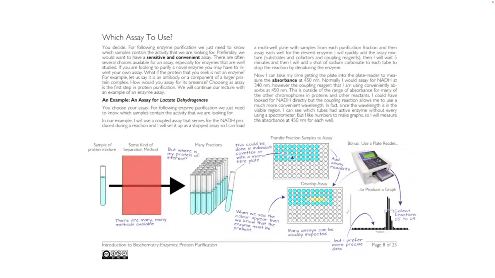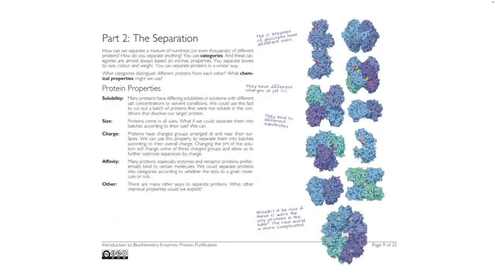So that's really what we're doing. If we can detect the protein, then I can try all kinds of different ways to separate it, and at least I'll know where it is. So how would you separate it? You've got to find something that's different about your protein from the proteins around it.